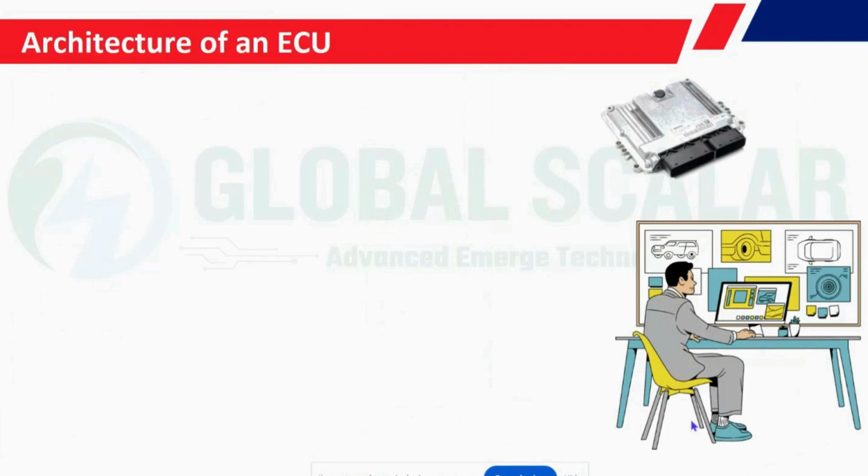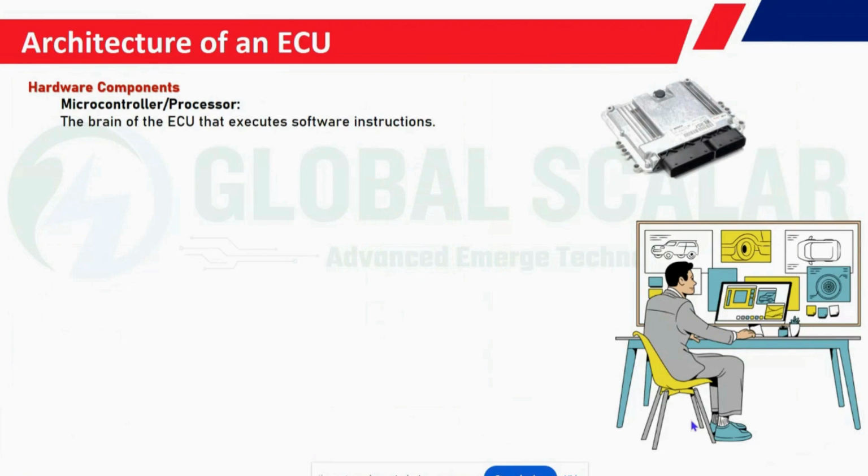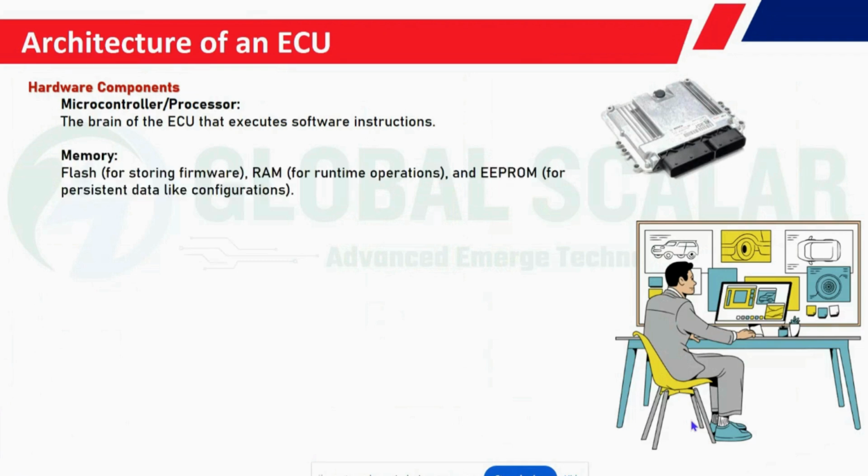To understand the architecture of the ECU, the hardware components: the microcontroller, as we know, is the brain of the ECU that executes the software instructions. For memory, we have the flash for storing the firmware, RAM for runtime operation, and EEPROM, which persists the data configuration. And communication interfaces: CAN, LIN, FlexRay, Ethernet, SPI are some of the protocols used for configuring the ECUs to communicate data between devices.